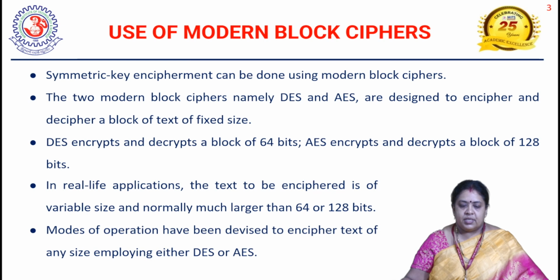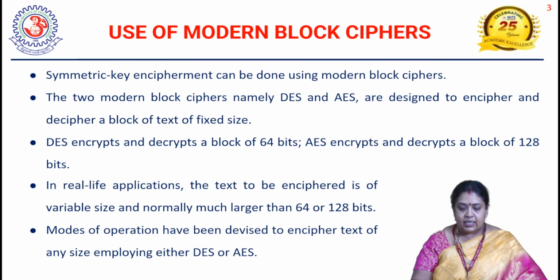So this symmetric key encryption can be done using the modern ciphers, that is, the DES and AES algorithms. But what is the restriction here? The DES algorithm works on 64-bit plain text, whereas the AES algorithm works on 128-bit plain text. But what happens if you want to apply these two algorithms on a message larger than 64 or 128 bits? Then we can go for the modes of operation. That is the main concept, the basis for why the modes of operation have been designed.